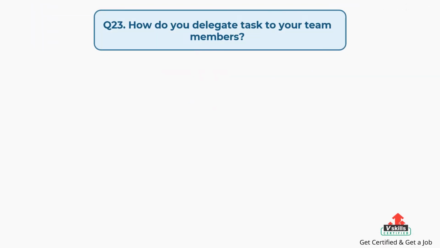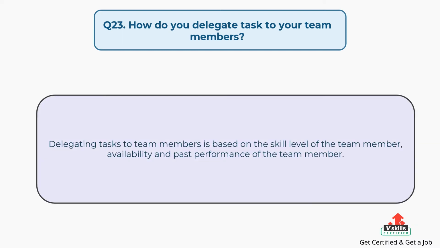Question number 23. How do you delegate tasks to your team members? The answer is, delegating tasks to team members is based on the skill level of the team member, availability and past performance of the team member.